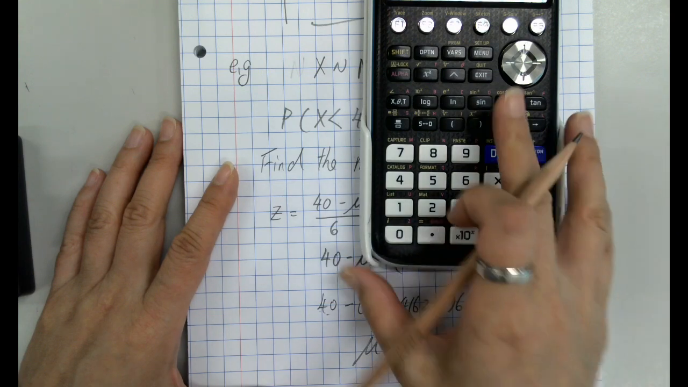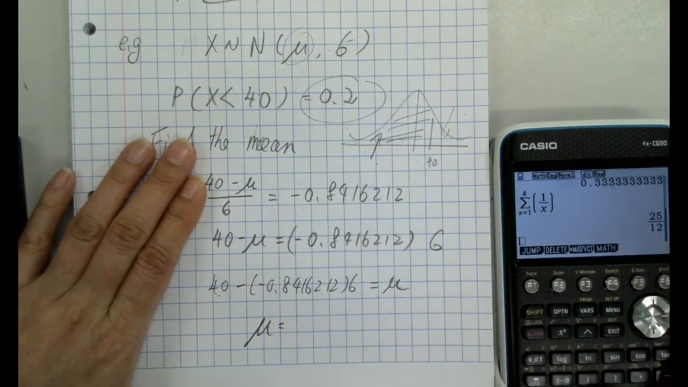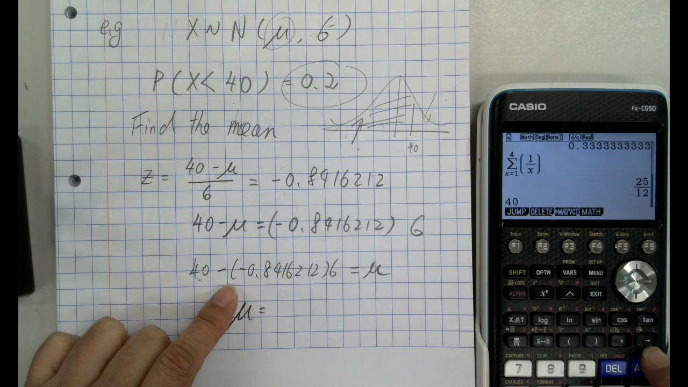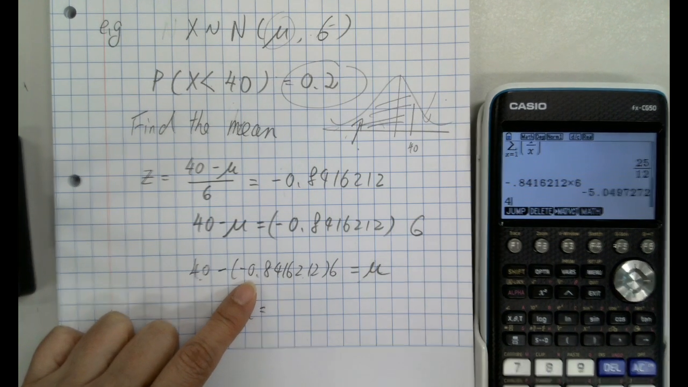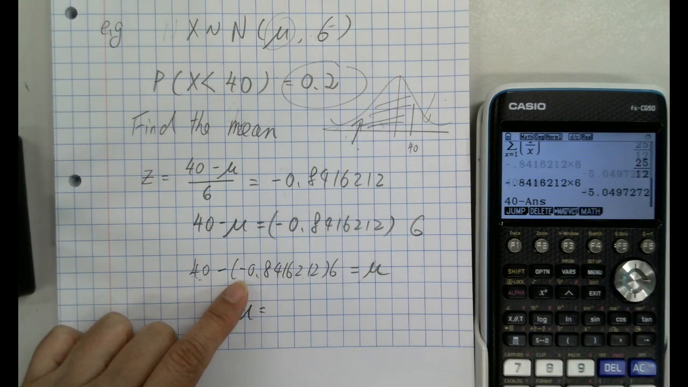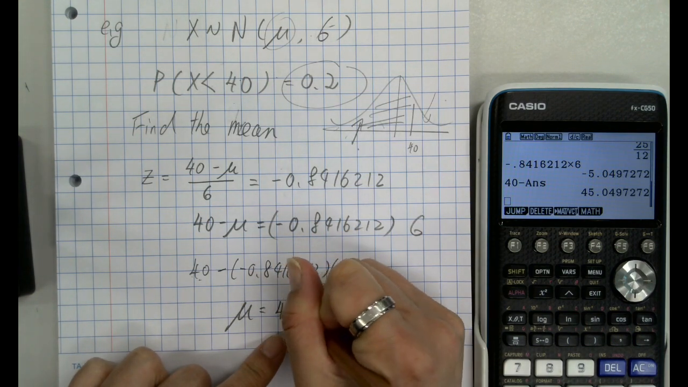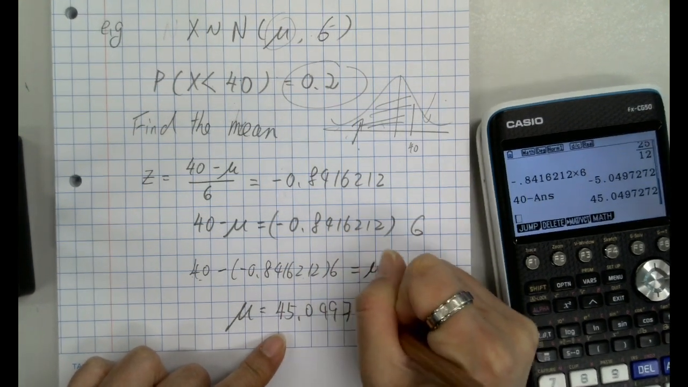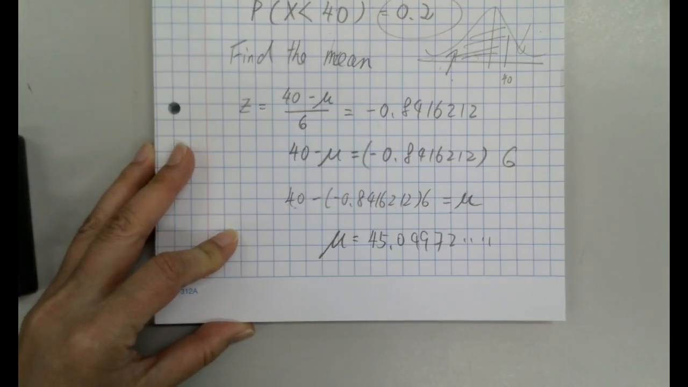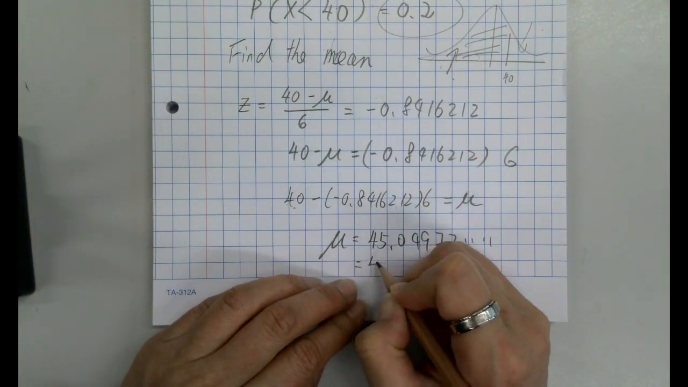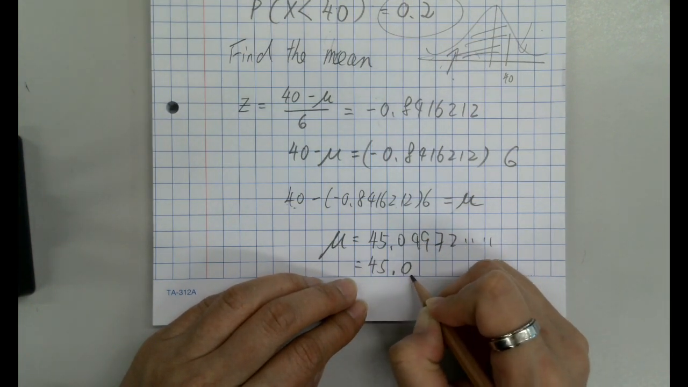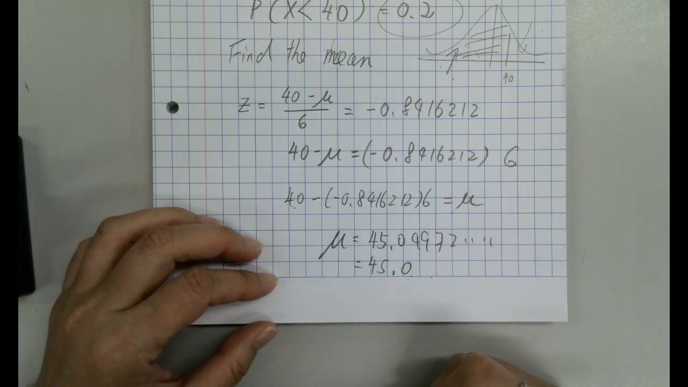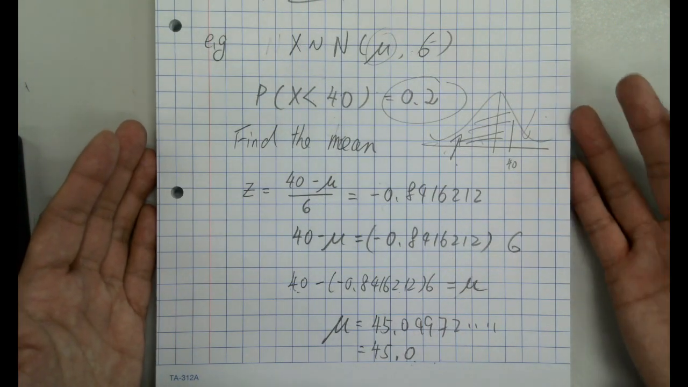Anyway, so we have the calculator. Okay, so we just key in this one, 40, I got my probability, negative 0.8416212 times 6, and then I got 40 minus it. So now the mean should be 45.04972, whatever. Here's the problem, 3 significant figures. So 45.0. Even if it doesn't show, we have to copy the 0, and this should be the mean. The same way we get to do those.